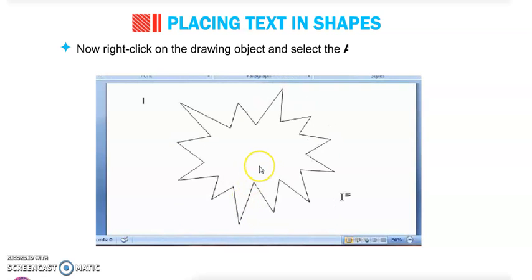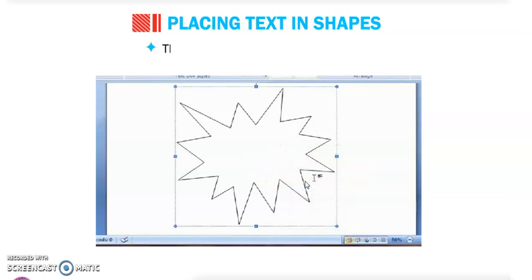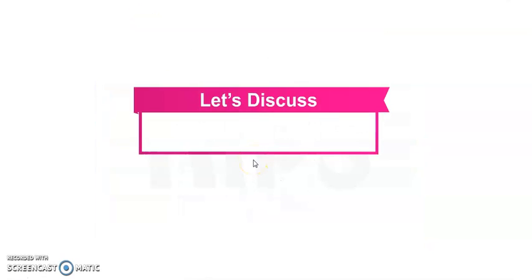Now right click on the drawing object and select the add text option from the shortcut menu. The insertion point appears in the object. You can see this is the cursor. Now you can type any text inside the shape.